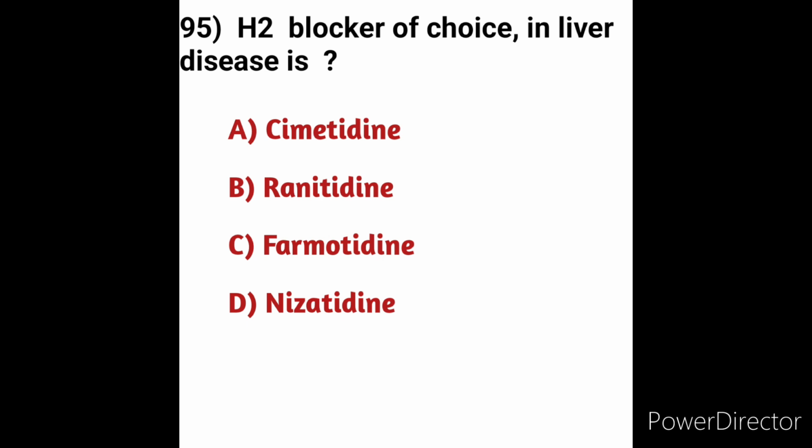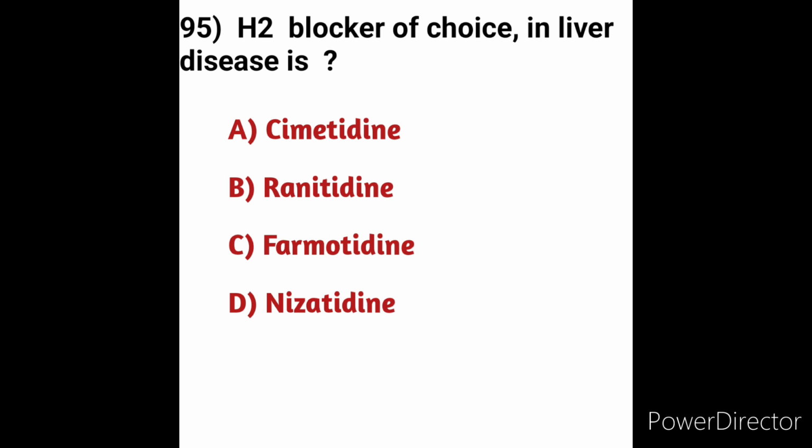Next we will move on to question number 95. H2 blocker of choice in liver disease is. H2 means histamine 2 blockers. We will see the options here. Option A, cimetidine. Option B, ranitidine. Option C, famotidine. Option D, nizatidine. We will see which drugs are used for liver disease. Before that, we will see all of the drugs.